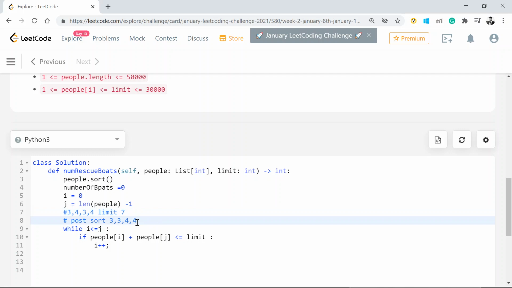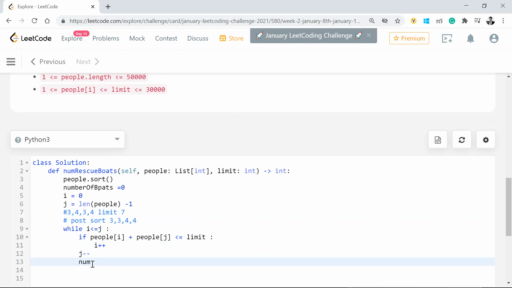If I take this person and see, okay, what is my lightest person? The lightest person is 3. If I sum it up, that is equal to 7. Then yes, I can move this individual also across the river. If we are crossing the river, this person as well, I can combine both of them. So I'll do i plus plus, right? And this will always be the case, that irrespective of whether this lightest person is considered or not, I'm always going to consider the heavy person and move them across the river, right?